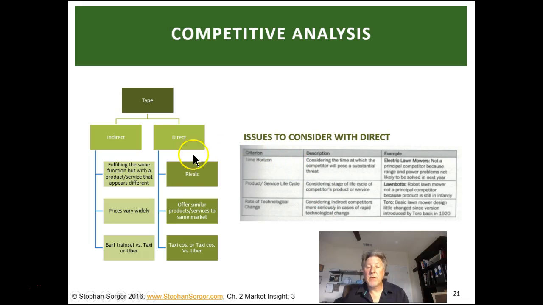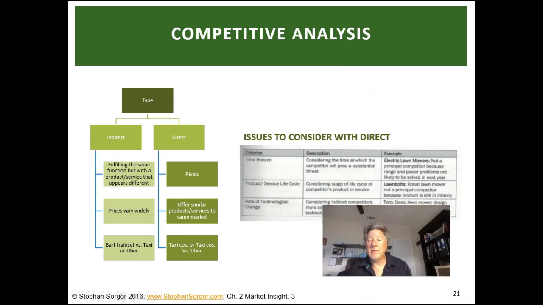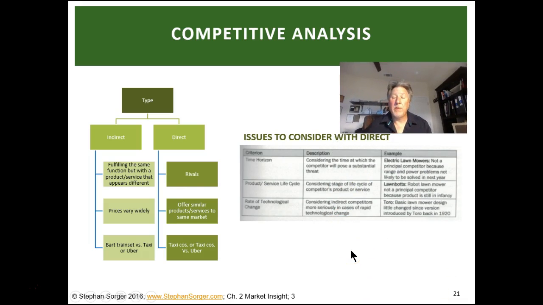Issues to consider when we are thinking about direct competition is the time horizon, in terms of the time in which a competitor will pose a substantial threat. Is it immediate, or is it intermediate in terms of 6 months to 12 months, or is it 12 months and further? Will it be product and service life cycle? So consider where your product life cycle is. And then think about the rate of technology change, especially in high-tech products like phones, for instance. By the time you buy your phone, it's outdated within 6 months. So it's very important to think about that.